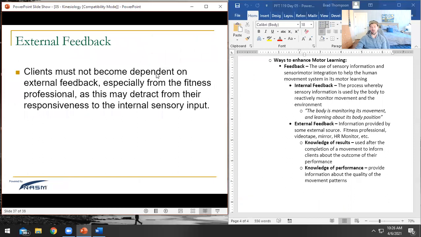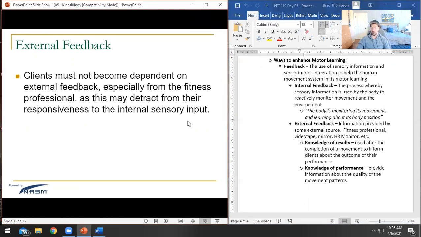So make sure your clients are not becoming dependent on external feedback, kind of like I said, especially from you, because that could result in them not using internal sensory input, and then they aren't going to learn the movements as quickly.